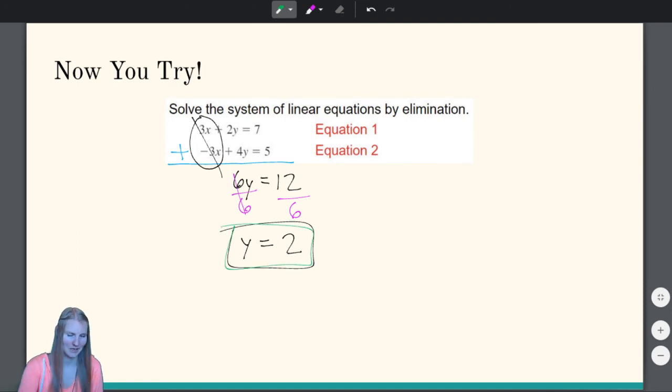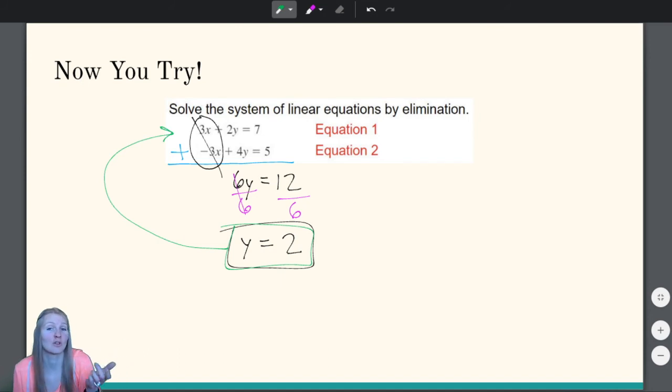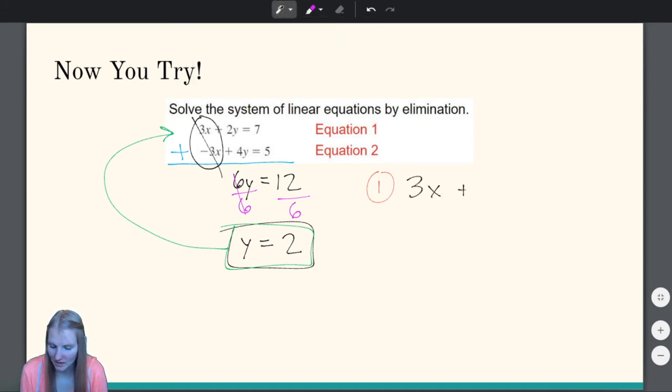Now we are on to step 4. Step 4 is green. And we're going to substitute this back into one of our original equations. Doesn't matter if we use equation number 1 or equation number 2, but again, equation number 1 has all positive numbers in it. So I am going to use equation number 1 because I'd rather deal with positive numbers than negative numbers. So equation number 1 is 3x plus 2y equals 7. And I'm going to replace y with 2.